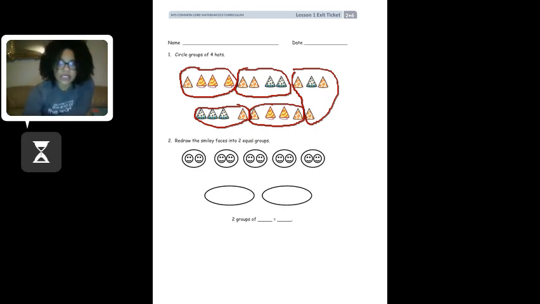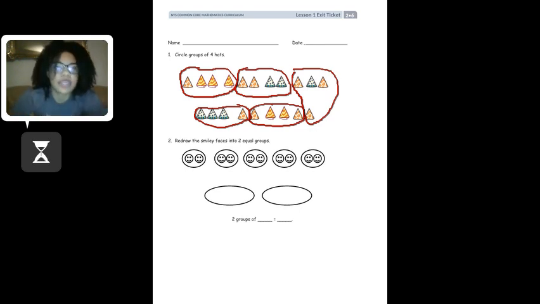So now let's go down to number 2. It says, redraw the smiley faces into 2 equal groups. And this is kind of like the one we did when we regrouped our oranges into the 3 circles or the 3 baskets. So let's see. I'm going to grab my red pencil again. And I'm going to cross out those smiley faces and put them in each equal one. So they can have the same number of smiley faces.